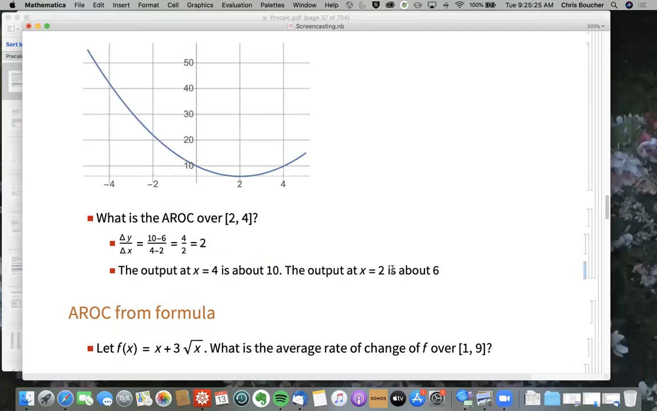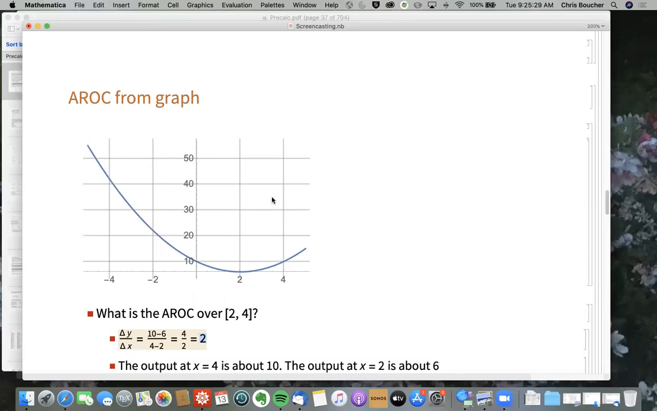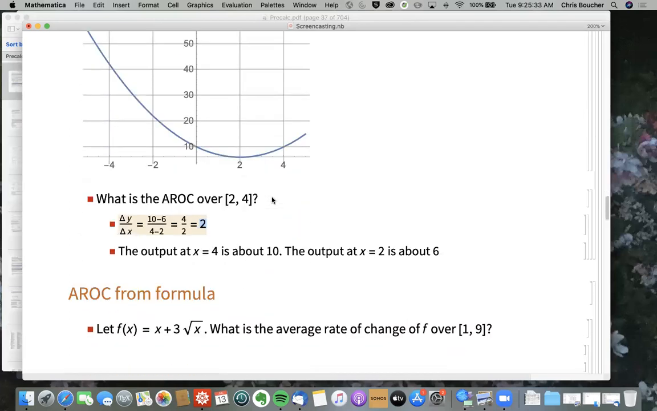Okay, so this is just what I verbalized a moment ago. There are no units here because this function is just kind of an abstract graph. The variables don't measure anything.